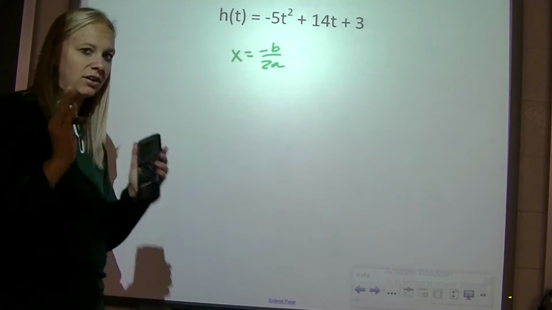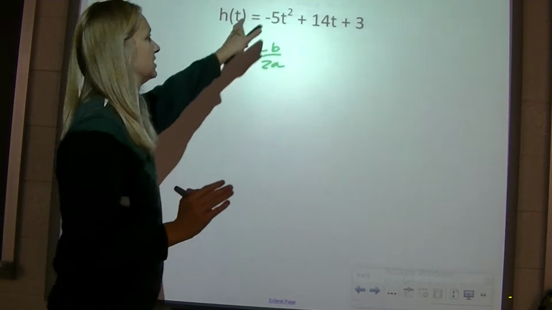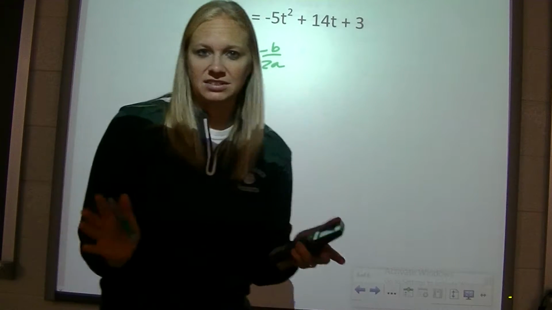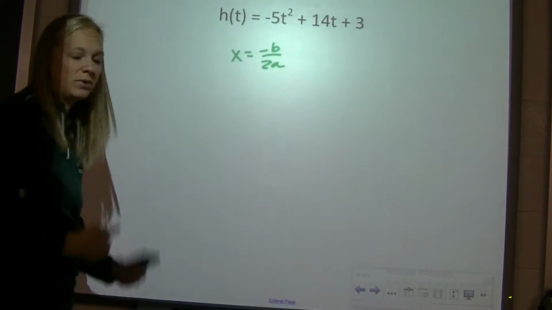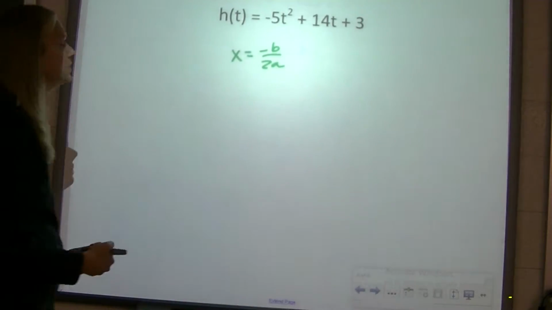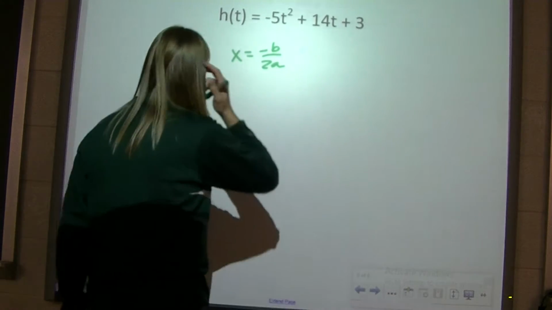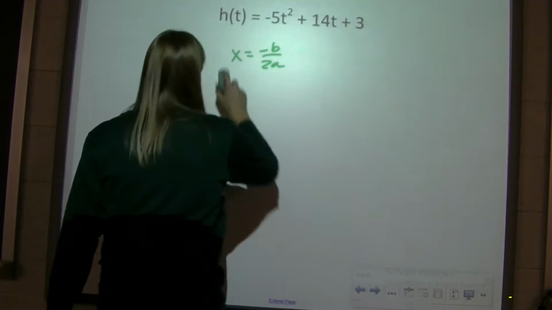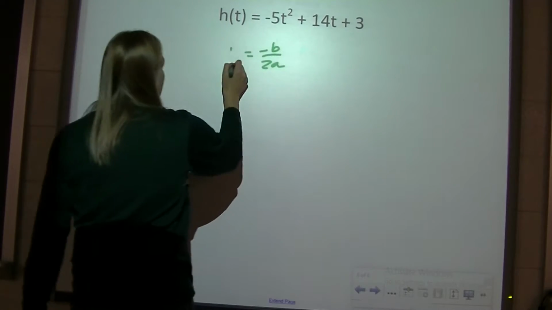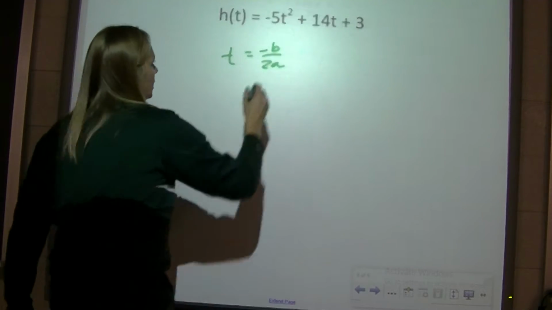Now some of you might say, uh-oh, this is an x, this is a t. T and x are the exact same thing in this problem. T is your independent variable, x is your independent variable. T is representing time in this case. So I guess it's t equals opposite b over 2a.